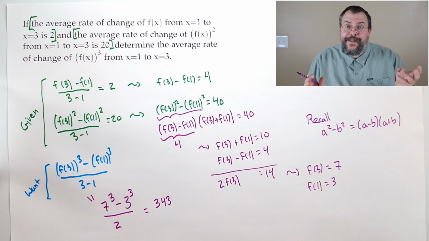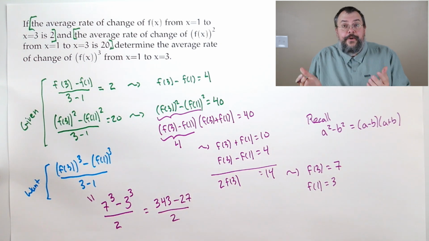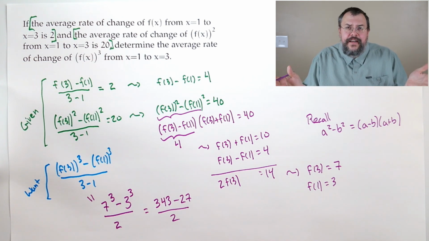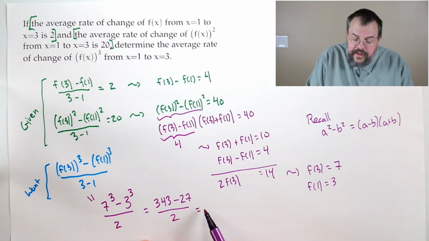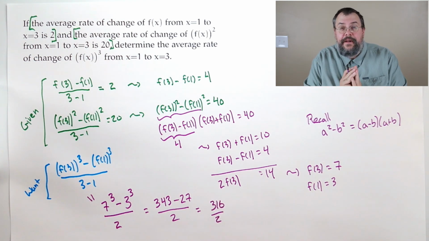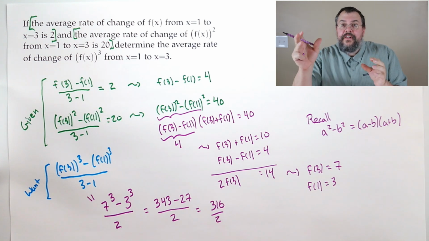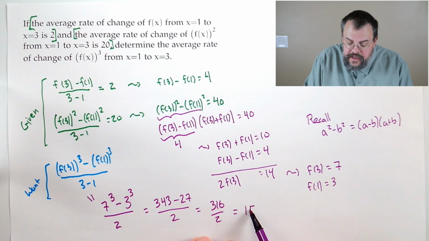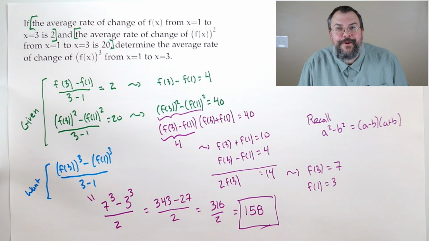3 times 3 is 9. 9 times 3 is 27. So 343 subtract 27 all over 2. Now, 343 subtract 27 sounds bad. What if I just said 43 subtract 27? You'd say, that's not so bad. That's 16. Well, now you have an extra 300. So that's 316 divided by 2. Again, you might think, well, that sounds bad, but break into parts. 300 divided by 2, that's easy, that's 150. 16 divided by 2 is 8. Put those two together, gives you 158.